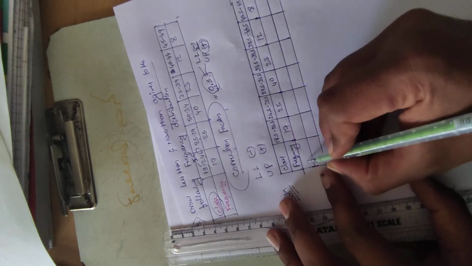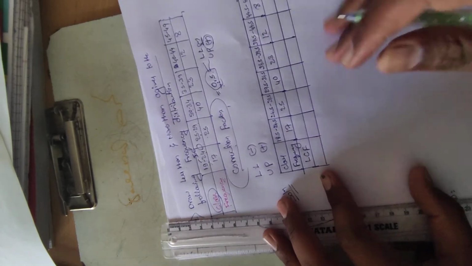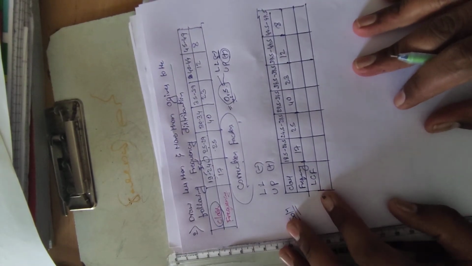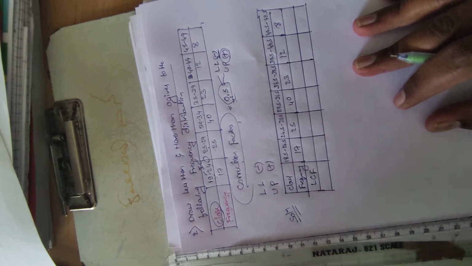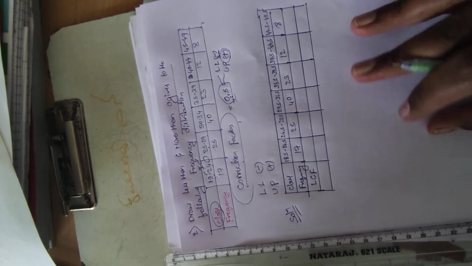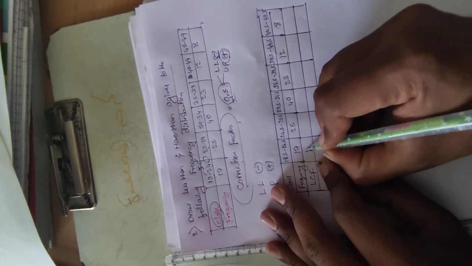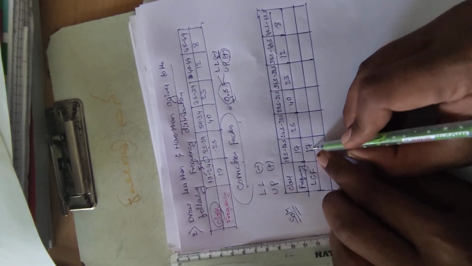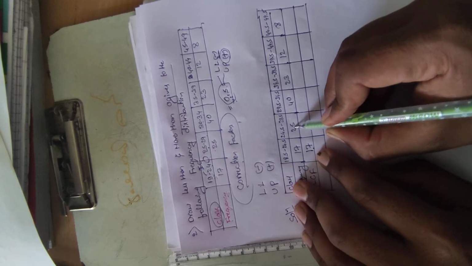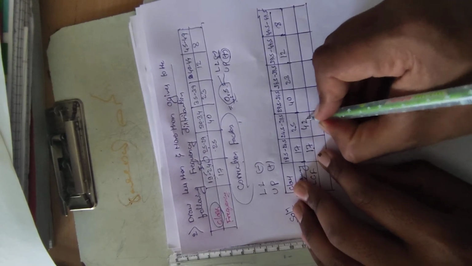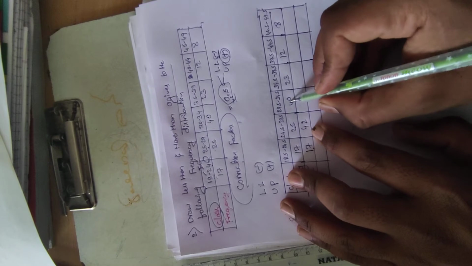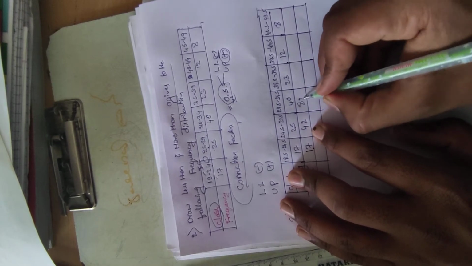Students, first LCF. LCF means less than cumulative frequencies. If you want to draw a less than ogive, we need a LCF. First frequency we have to write as it is, 17. Next 17 plus 25 will get 42. Next 42 plus 40 will get 82.